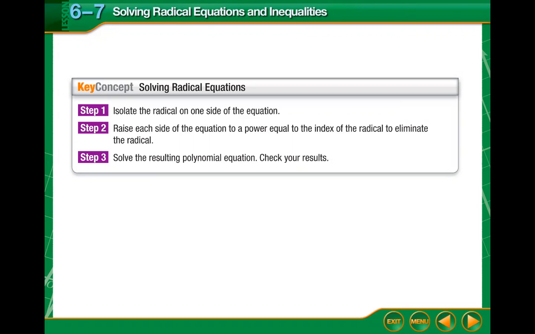A lot of the work is actually going to be done in step 3, depending on what you have inside the radical. Depending on your radicand, it's going to depend how much work you have where. And as always, pause the video as needed.